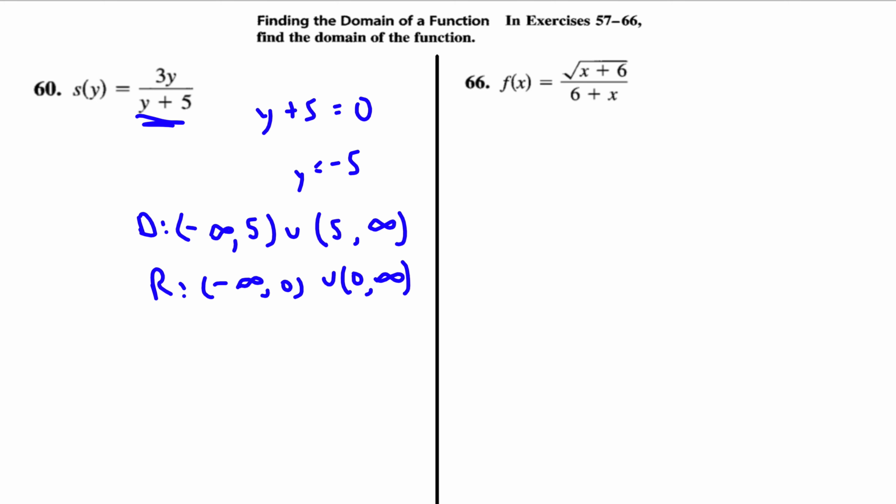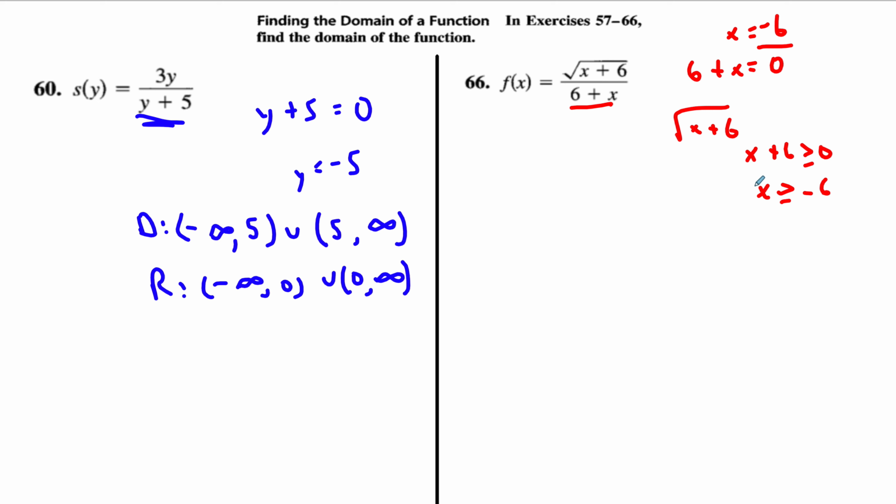Okay, this next one's kind of a combination. In addition to when is 6 plus x equals 0, because that's a problem, there's also a problem with the square root of x plus 6. Can I take the square root of a negative number? No. So x equals negative 6 would be when I'm dividing by 0. And here, when is x plus 6 greater than 0? When x is greater than, or supposed to be equal to, negative 6.